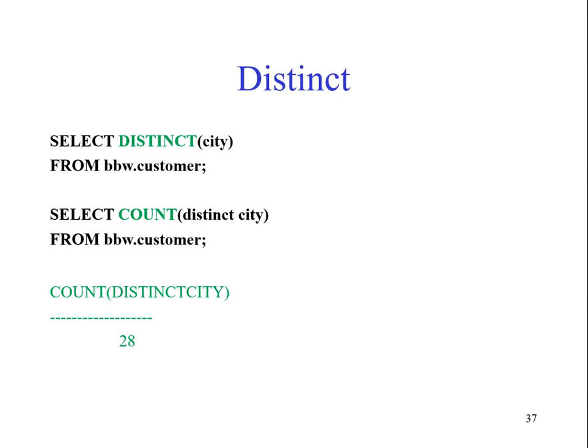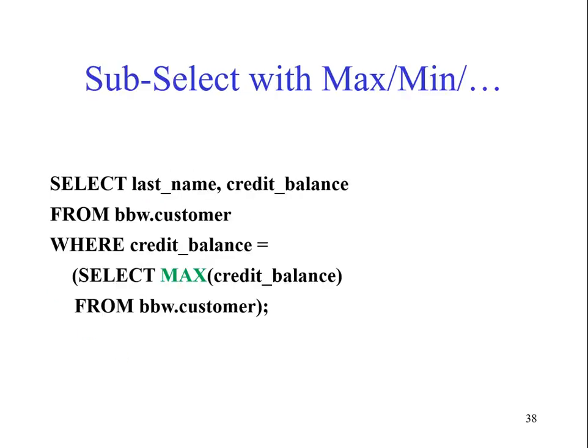In the first select statement you can see that we are selecting distinct city from the customer table. The second one is counting all the distinct values that we have in the city column, from the customer table that belongs to the BBW schema, and then it returns the values that we are interested in.